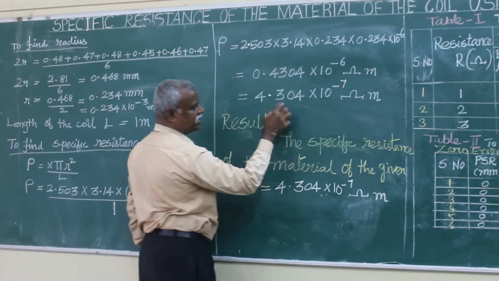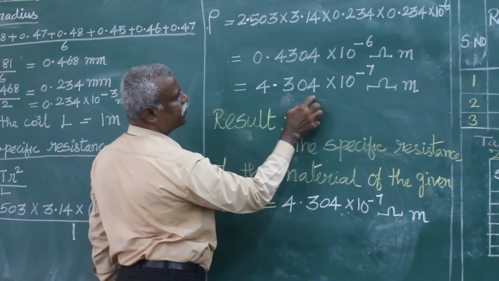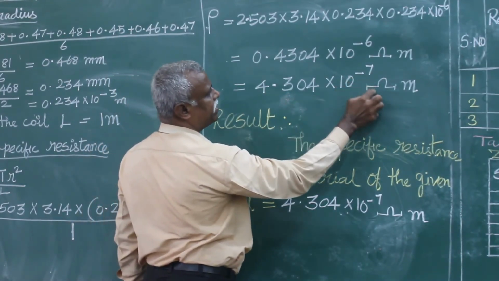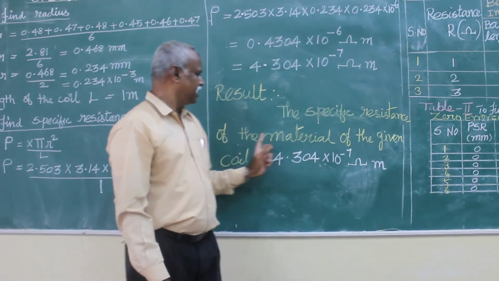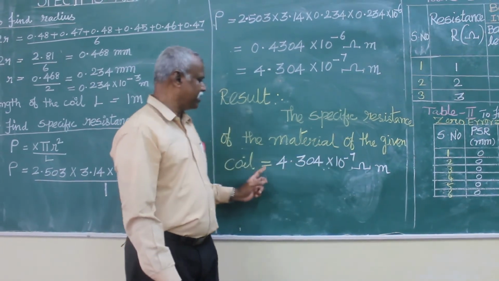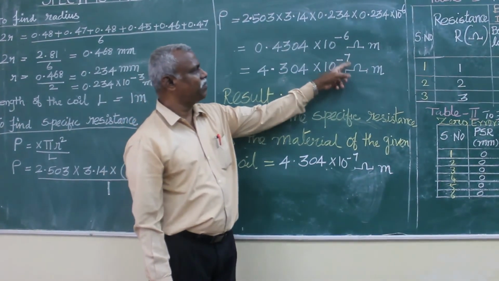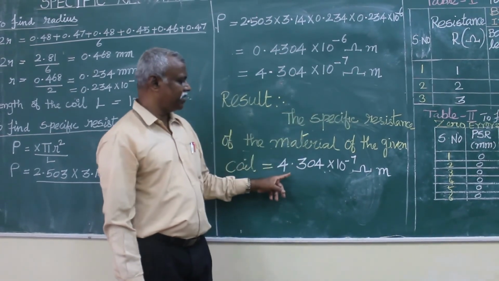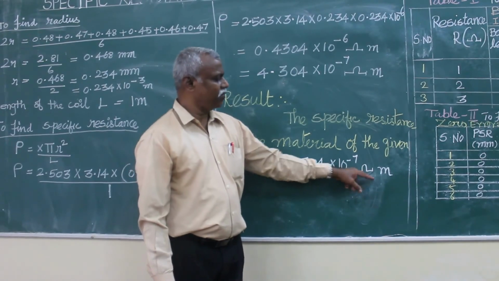Write in scientific notation, you will get 4.304 into 10 power minus 7 ohm meter. At last, the final result: the specific resistance of the material of the given coil equal to 4.304 into 10 power minus 7 ohm meter. So write the value here, 4.304 into 10 power minus 7 ohm meter.